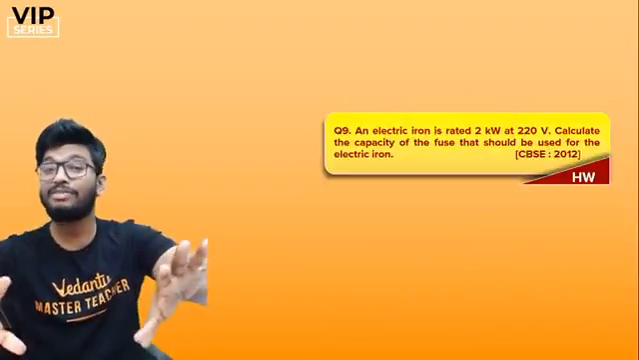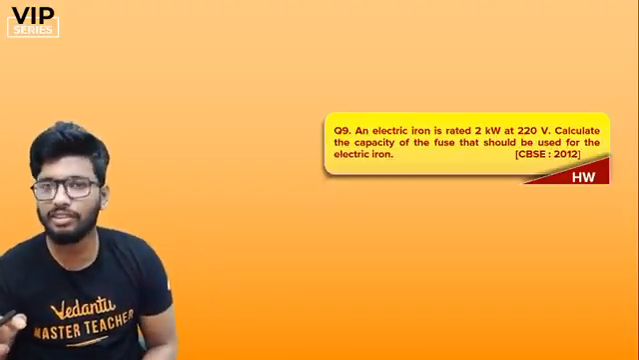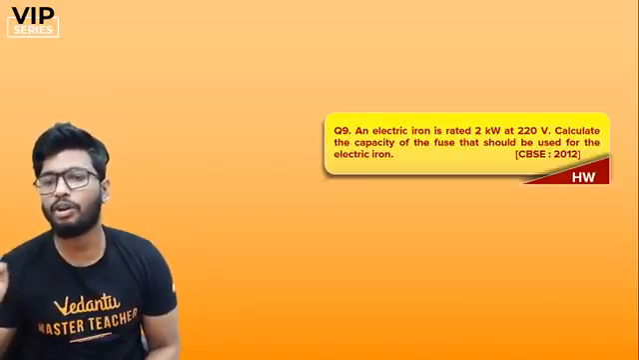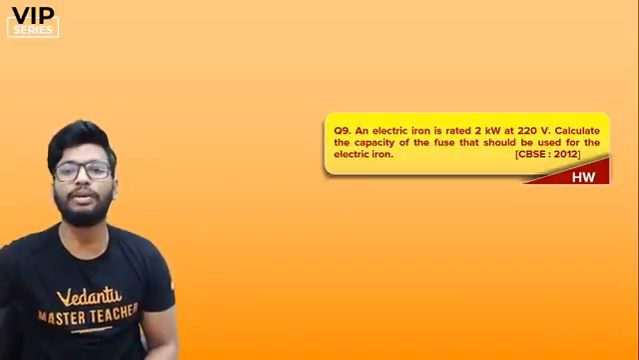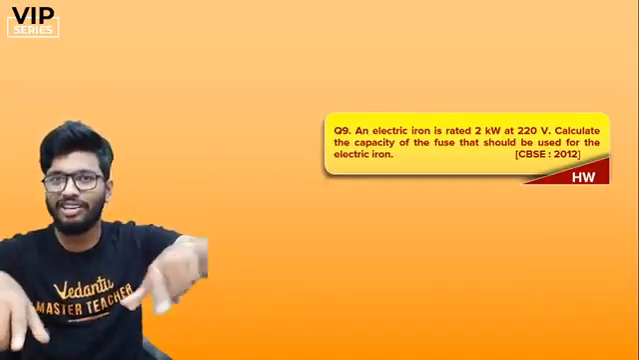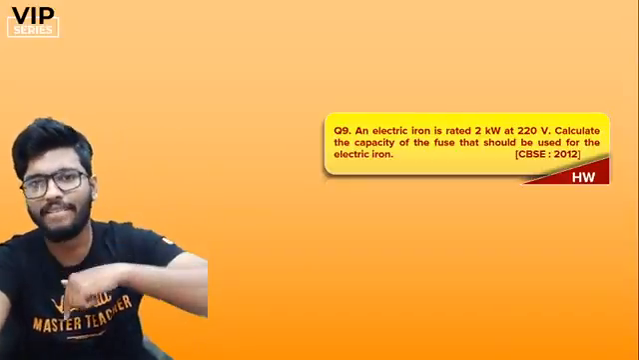But not yet, people. We also have a surprise for you guys, so don't leave yet. This is your homework question. Try to solve this question by yourself. An electric iron is rated as 2 kilowatt at 220 volts. Calculate the capacity of the fuse that should be used for the electric iron. Again, it's a straightforward question. We've already done this. Let me know the answer in the comment section. CBSE 2012 question paper, guys.